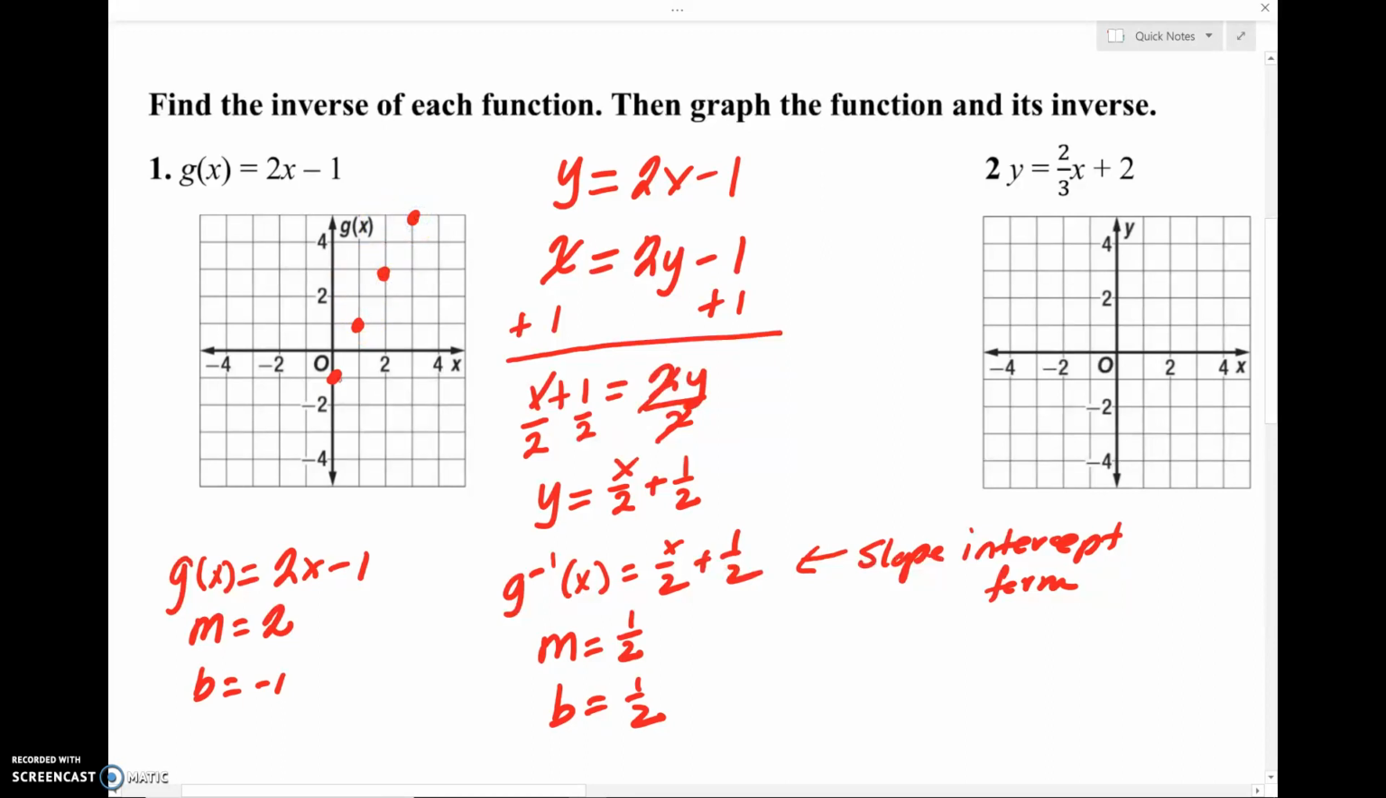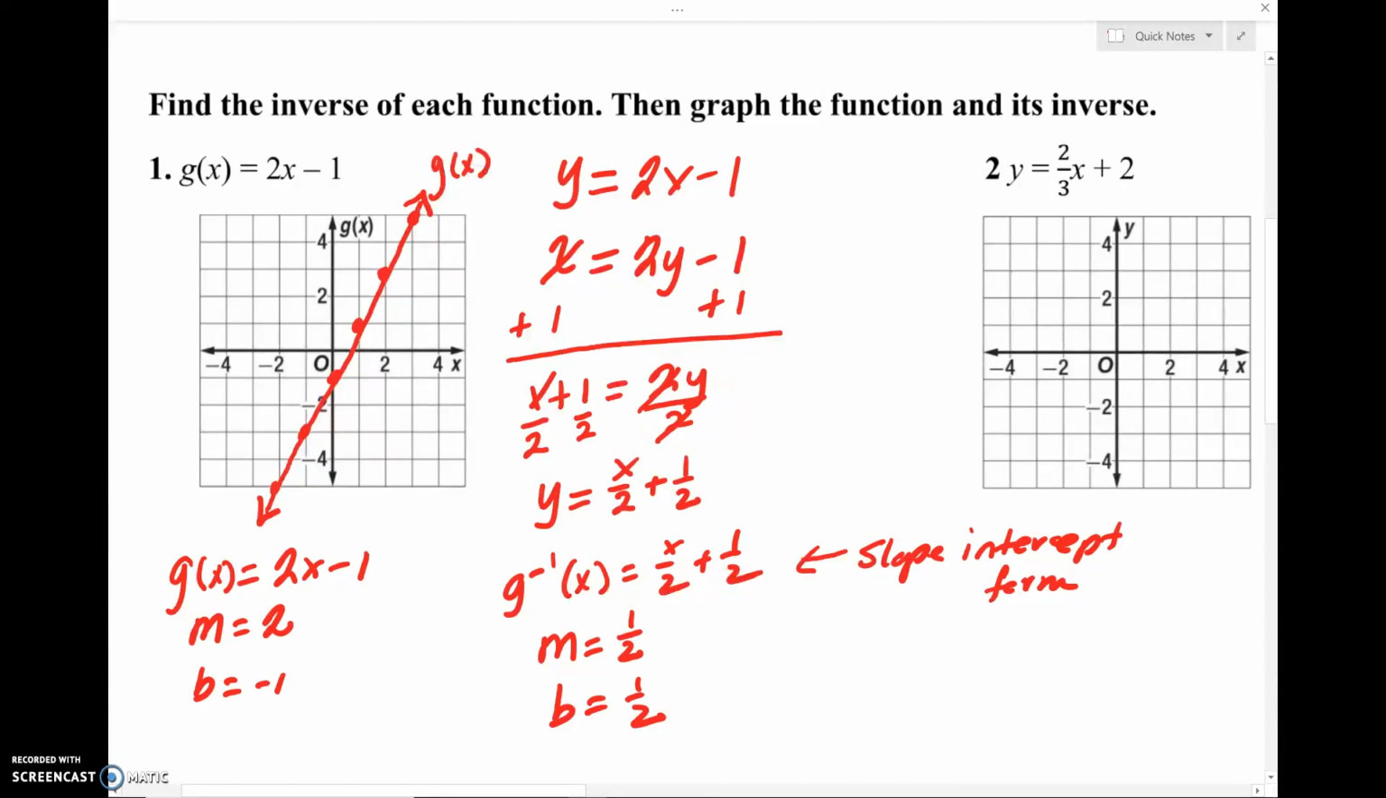You can also go in the opposite direction by going down 2 units and 1 to the left. Connect the points, and this was our original function, g of x.